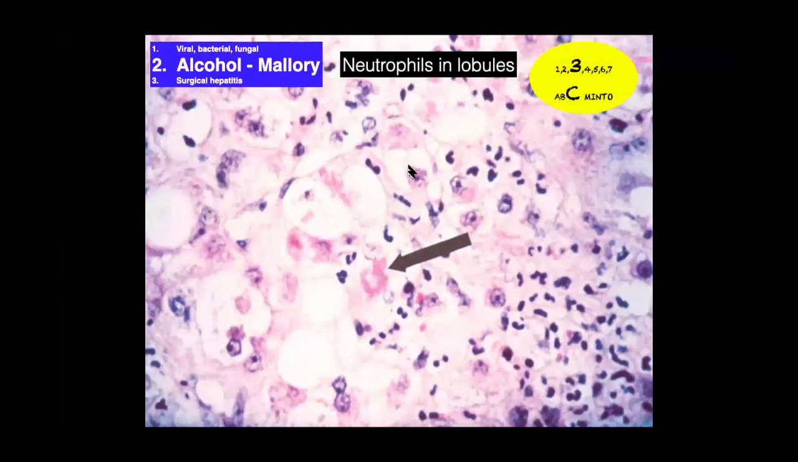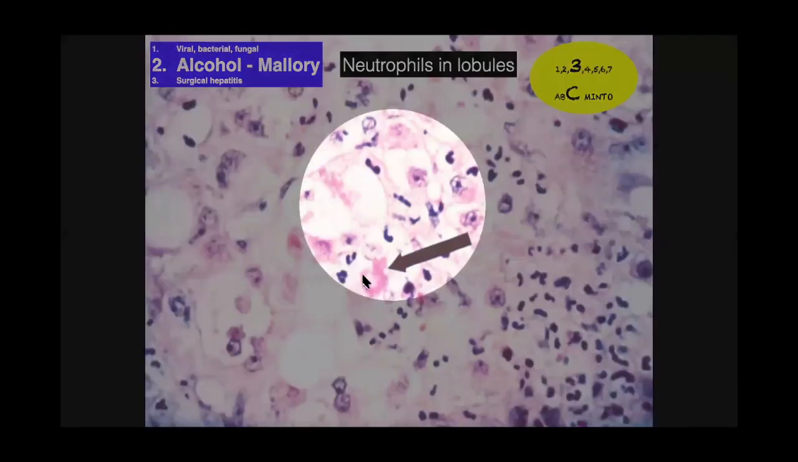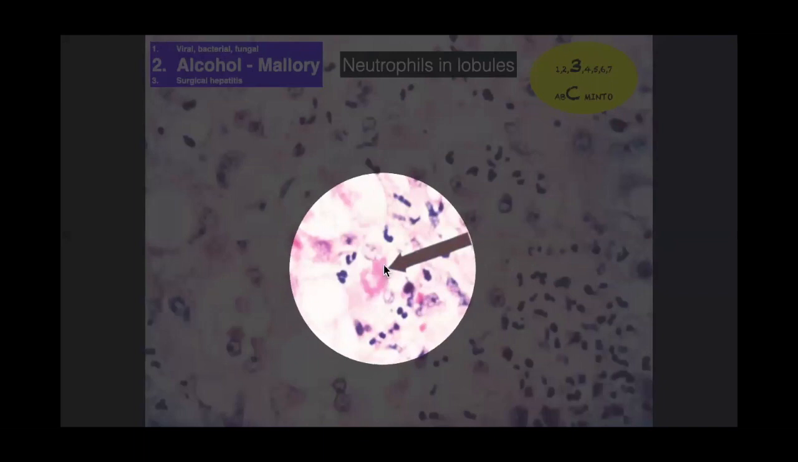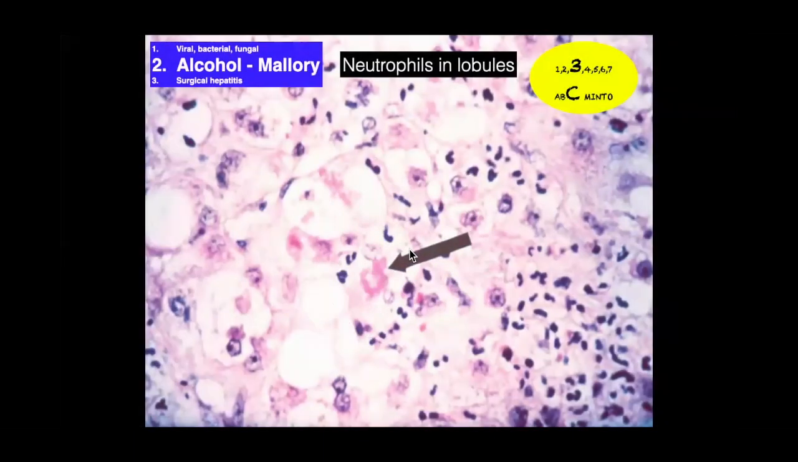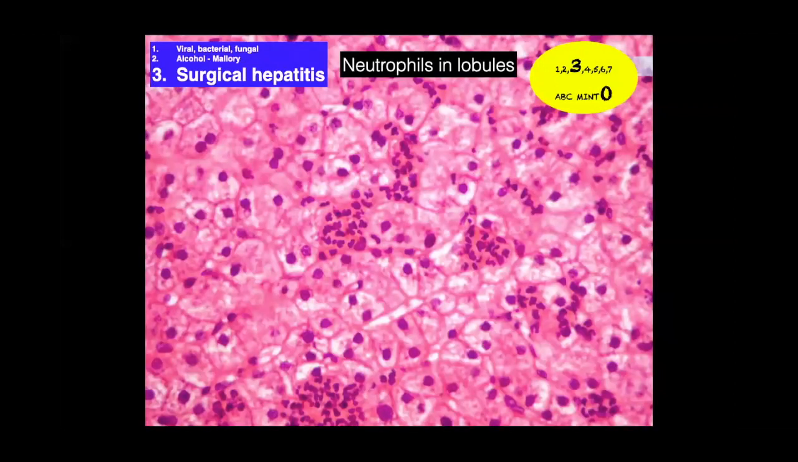Then Mallory-Denk bodies. This is a case of alcoholic hepatitis where you can see nice Mallory-Denk bodies here surrounded by neutrophils. This is another condition where you see neutrophils.